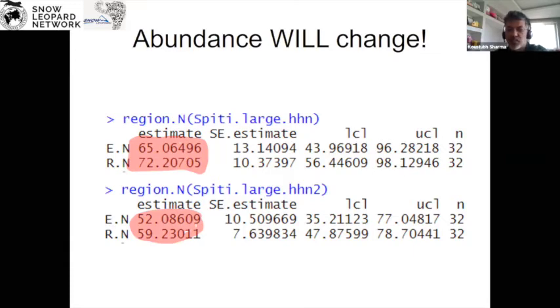Can anybody tell us quickly why has the abundance gone down from 72 to 59 in this case, even though my density is the same? Well, let me admit it here. It's a trick question. It's not a stat or math question. It's a trick question.